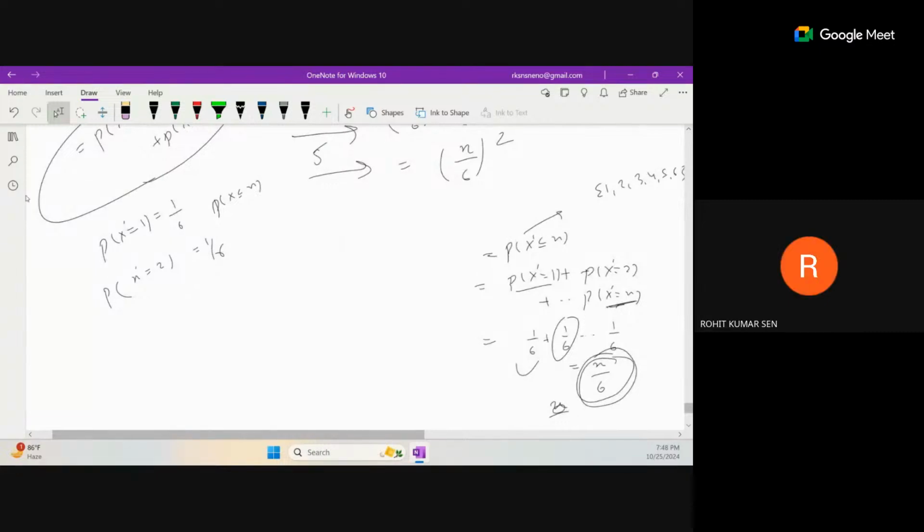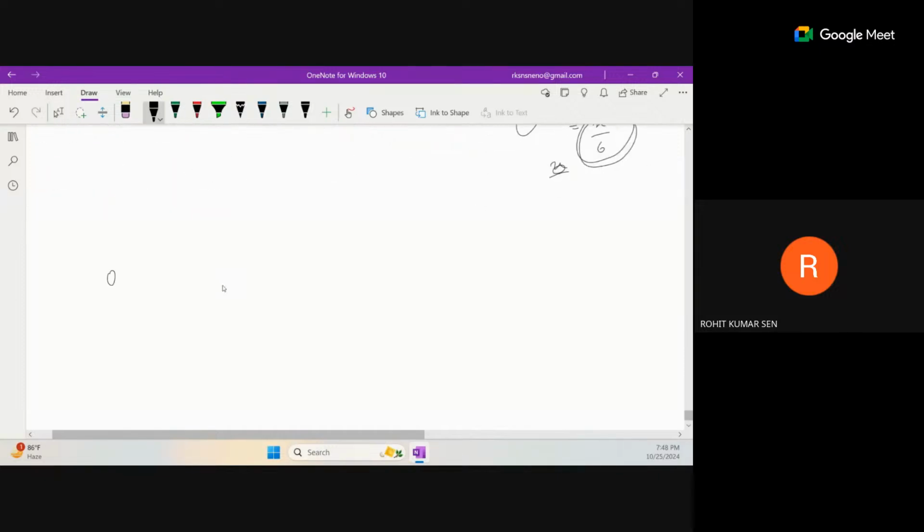Now another question is, find the probability of X equal to 4. What was my X? Max of x1, x2 equal to 4. Max of x1, x2 is what? 4. So what is my x1?